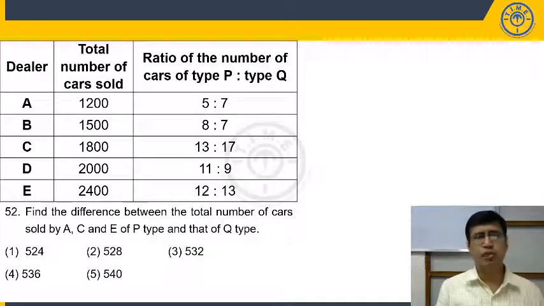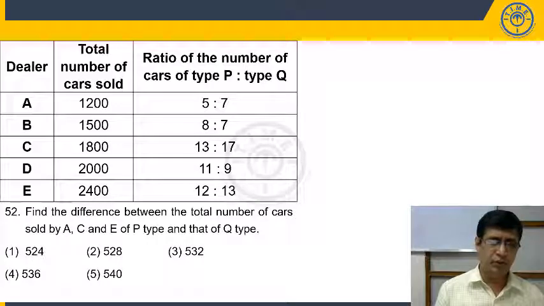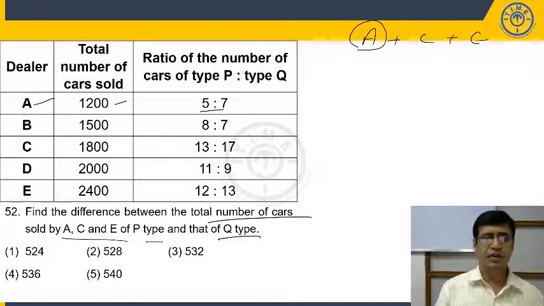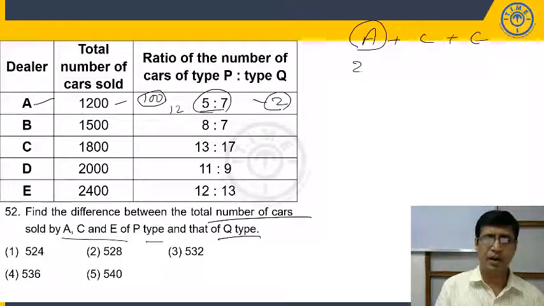Look at the second example, question number 52 on your screen. Find the difference between the total number of cars sold by A, C, E of type P and that of Q. So what are the dealers here? A, C, E. These are the three dealers we need to consider. What is the difference here? For dealer A, the difference in the ratio is 2 parts. The sum of the ratios is 12 parts. 12 parts is equal to 1200, so what is the 1 part value? 100. So 2 parts means 200. So the difference for dealer A is 200.